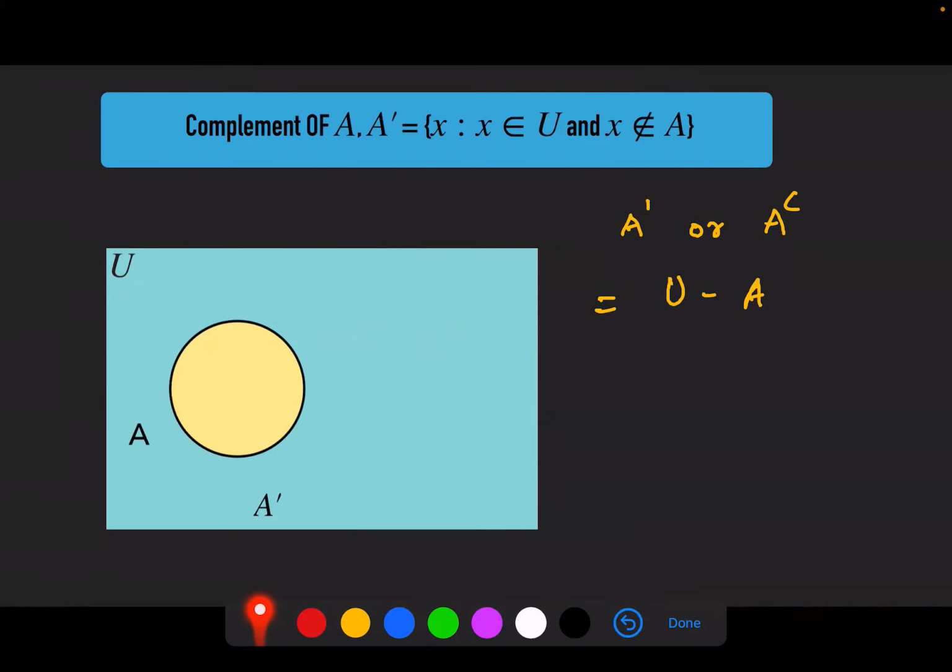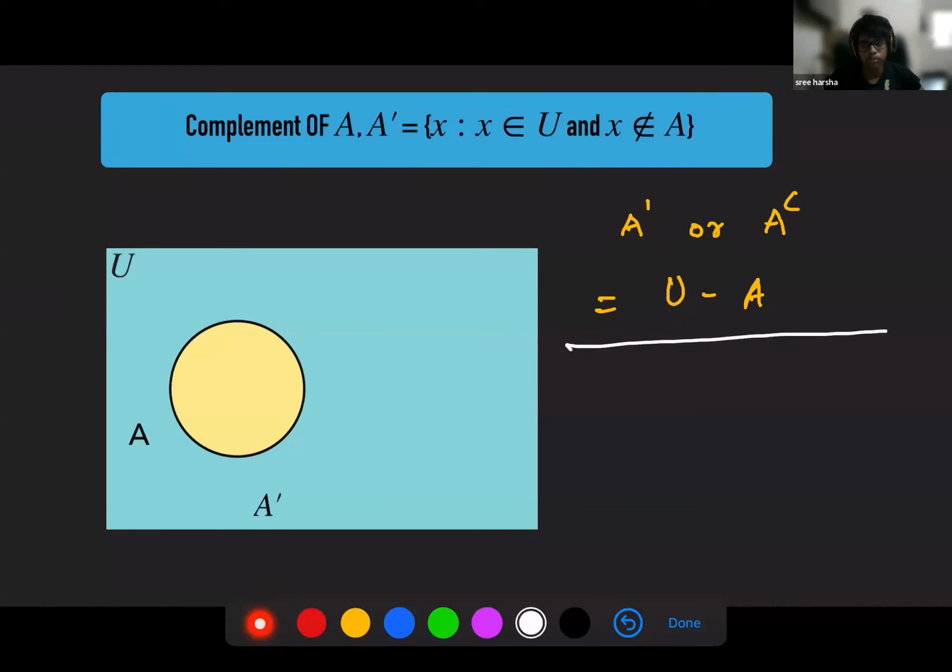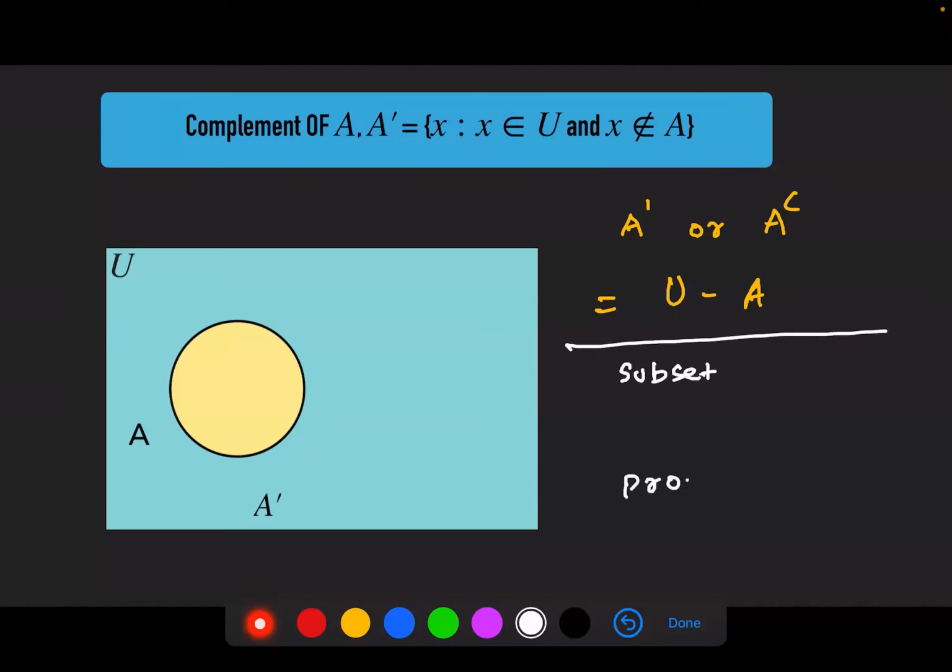Guys, before moving ahead, I have noticed one thing. We talked about subset and proper subset, right? Remember? Subset and proper subset. We said subset, and then we also studied proper subset, right? Yes, sir.